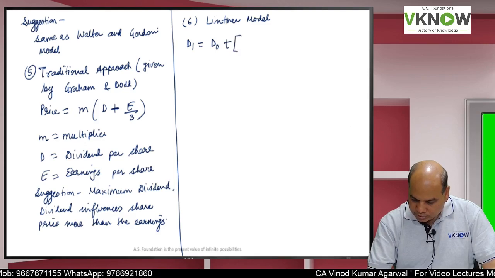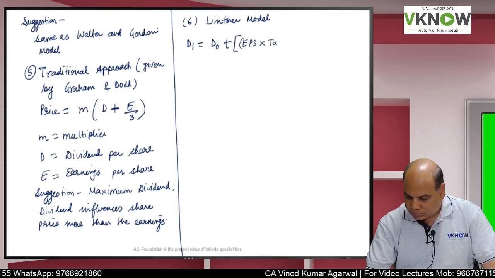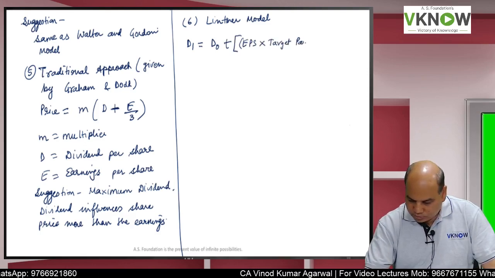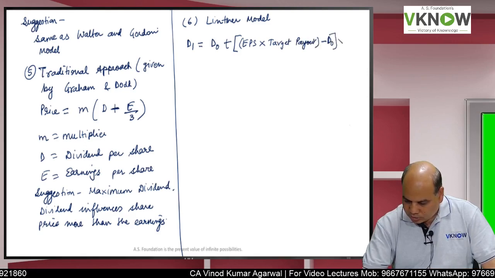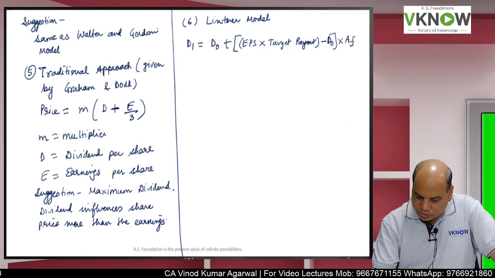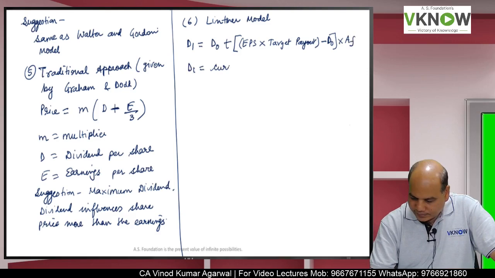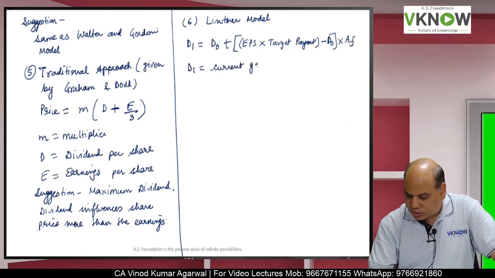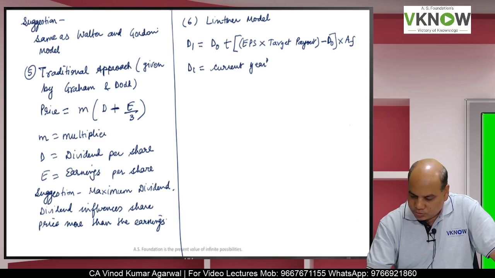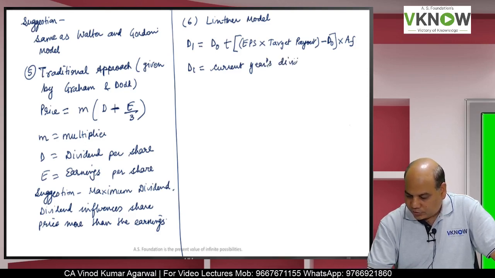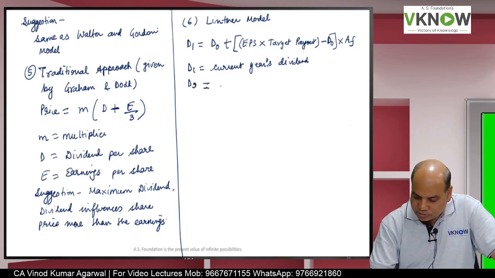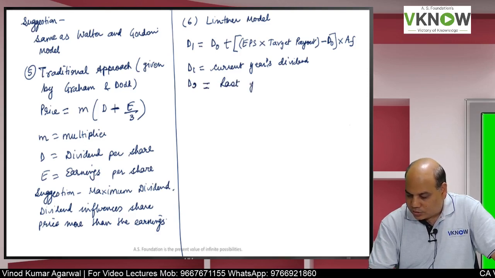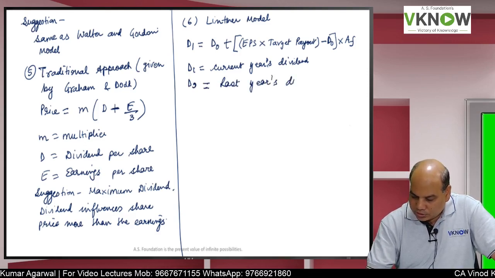So the formula is current year dividend D1 is equal to previous year dividend D0 plus, in big bracket, inside the big bracket, small bracket, EPS into target payout minus D0, and then multiplied by AF. So what is D1 here? Current year's dividend. That is what the student has to calculate. How much dividend should be paid in current year as per Lintner model. It depends on how much dividend was paid in the last year. So D0 is last year's dividend.